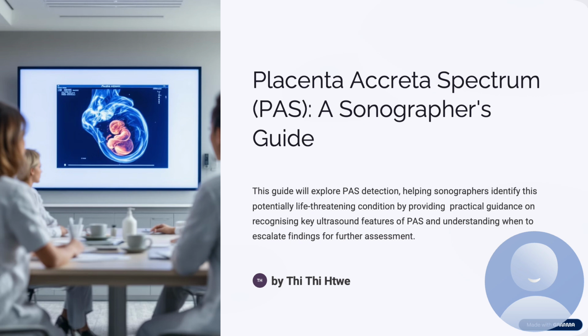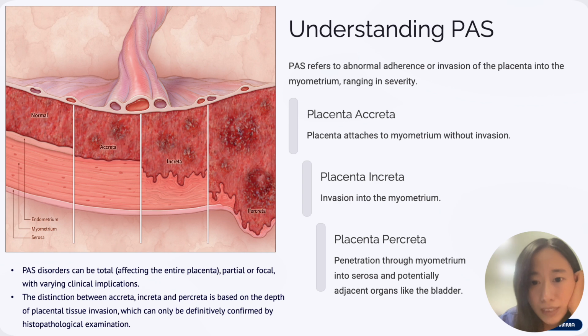Okay, let's get started. So, what is PAS? PAS essentially means, as the definition here says, abnormal adherence or invasion of the placenta into the myometrium. To understand that, let's start with the uterus's normal layers. Usually this is the baby's placenta, fetus side, maternal side, attached to the uterus endometrium. The uterus has 3 layers. Endometrium is the innermost lining, then there's a thick muscle layer, and a thin plastic-like surrounding layer called serosa. In a normal placenta, it attaches to just the endometrium.